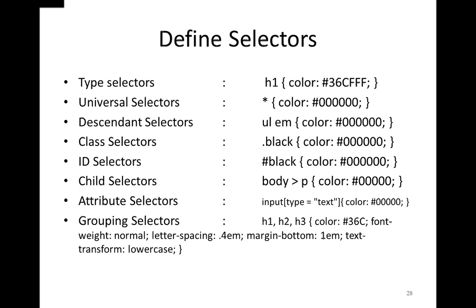Finally, grouping selectors. Grouping selectors means that you can apply the style rule to a certain category of markup tags. Let's say all H1, H2, H3 headings should have a white background color, and the font color should be something like red. Like that you can instruct. So these are all the different ways of choosing a selector.